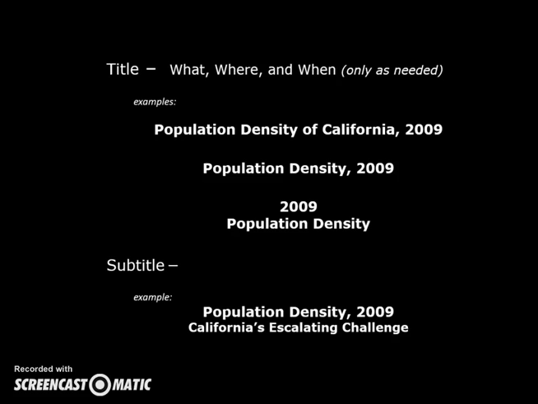So let's look at some of the examples. Typically, and this is what I want you to be practicing throughout the semester, when you make a map, keep in mind that for the title, you want to include what, where, and when, only as needed. So population density of California would be a great title, and then have the year. You may want to use a subtitle if you feel that there's more information needed.